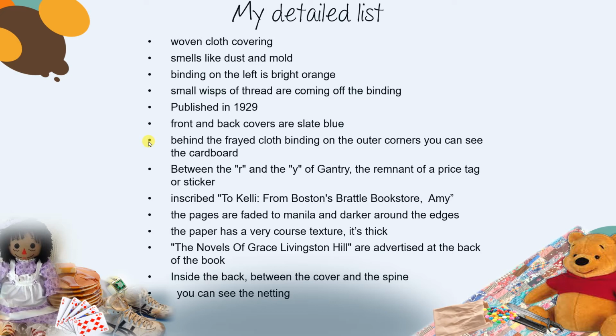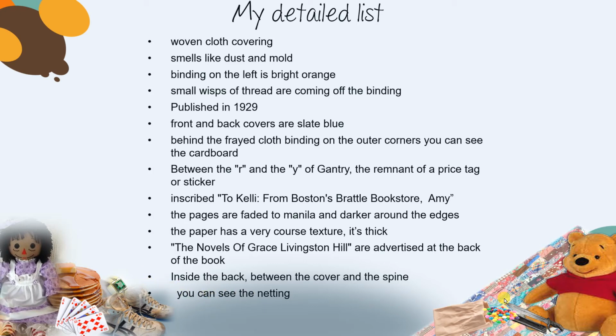Behind the frayed cloth binding on the outer corners, you can see the cardboard. Between the R and the Y of Gantry, the remnant of a price tag or sticker. Inscribed, to Kelly from Boston's Brattle Bookstore, Amy. The pages are faded to manila and darker around the edges. The paper has a very coarse texture. It's thick. The novels of Grace Livingston Hill are advertised at the back of the book. Inside the back, between the cover and the spine, you can see the netting.